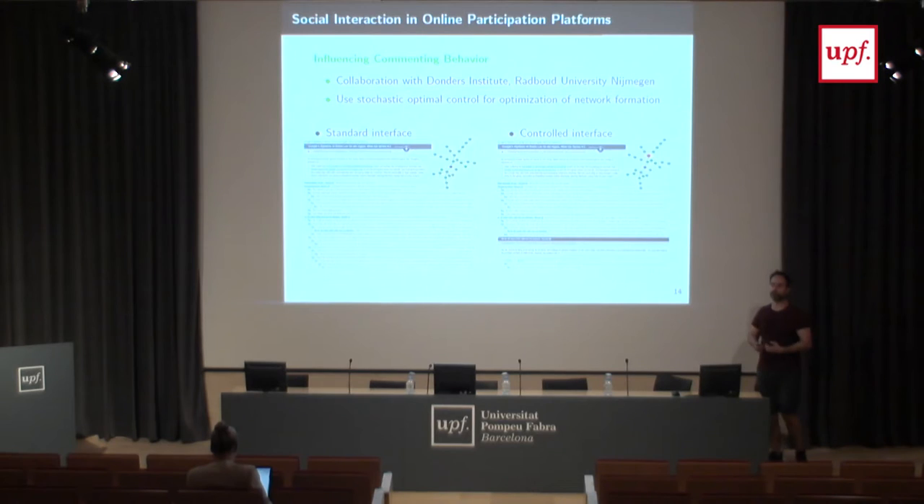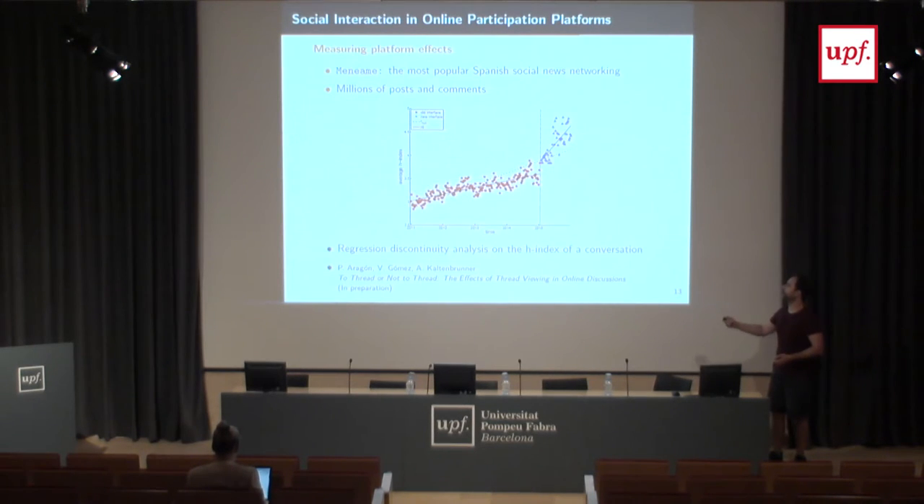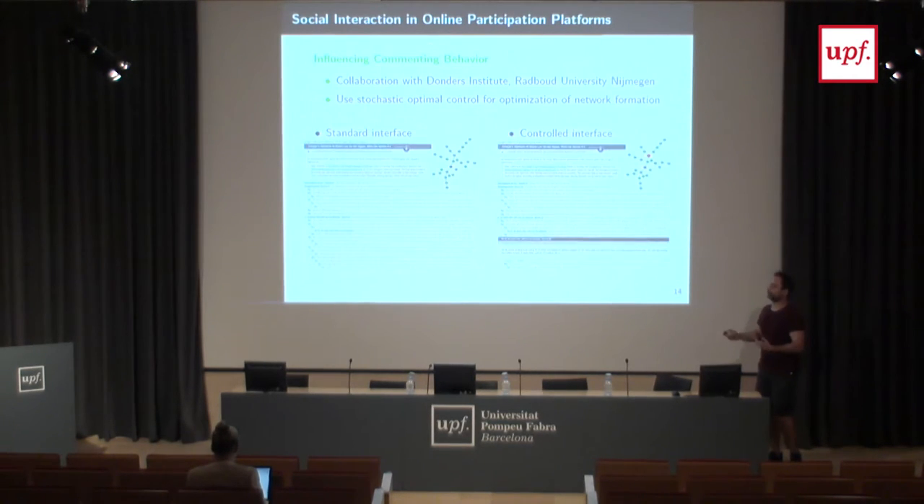that we think is more interesting? So for example, think about this measure that I was showing here. Can we optimize some type of structural measure of this conversation and influence the social dynamics in that way? This is some work that we are doing with the people in Nijmegen, with the machine learning group. And here the idea is to use some type of optimal control in order to optimize this type of structures.